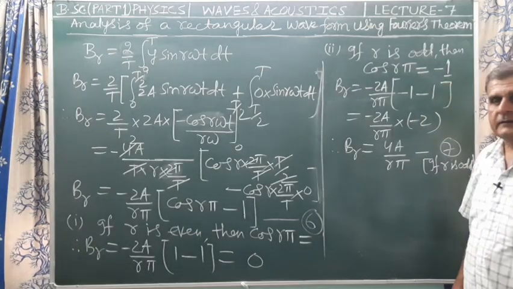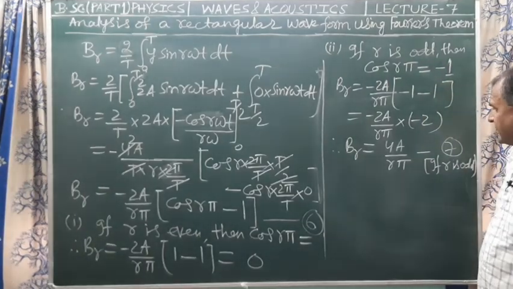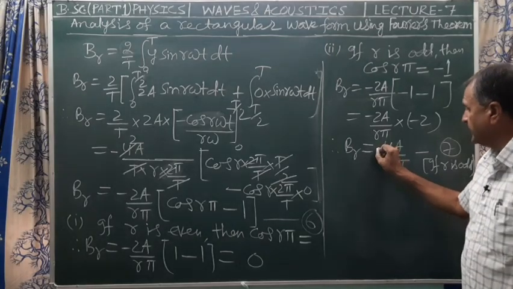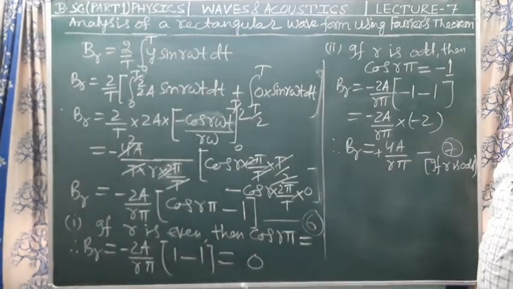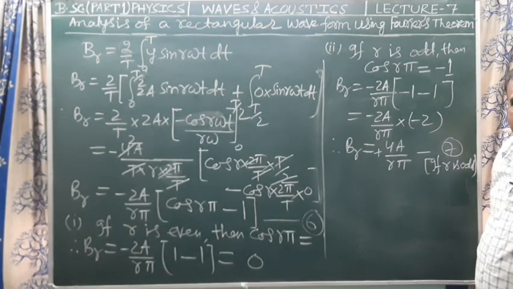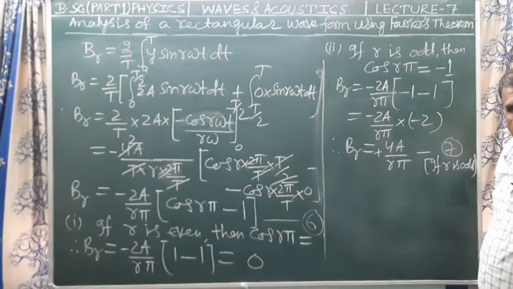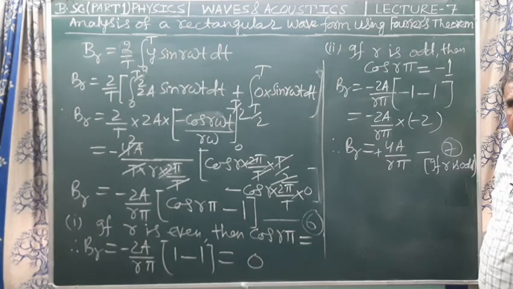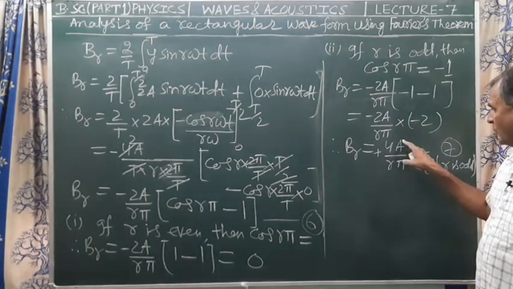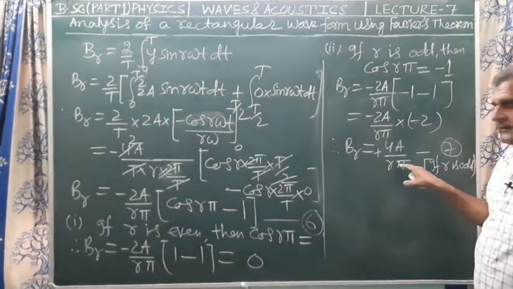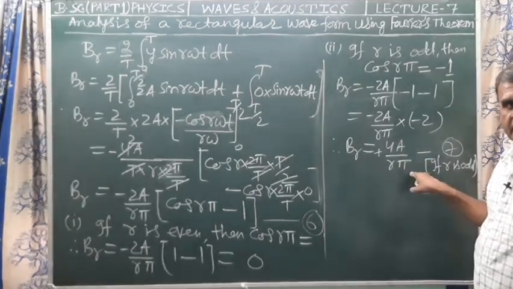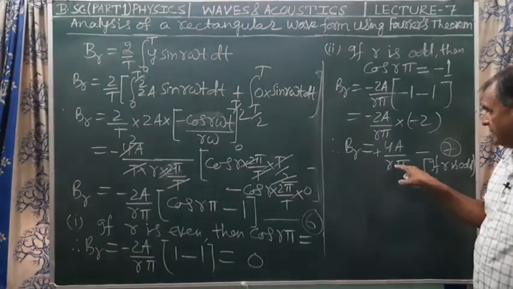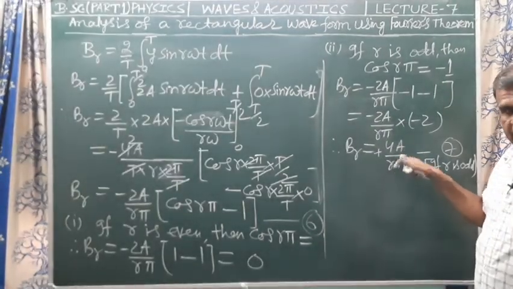Therefore, in the Fourier series, we have obtained the value of Br equals plus 4a upon r pi. Hence we have only odd sine terms of the amplitude coefficients. 4a upon r pi means 4a upon pi, 4a upon 3 pi. If we take r equal to 1, which is odd, r equal to 3, then odd.